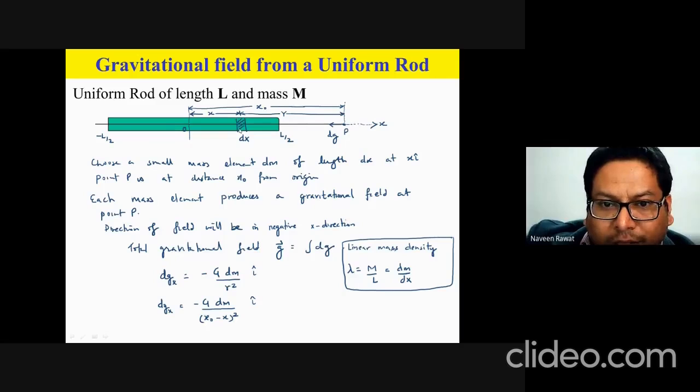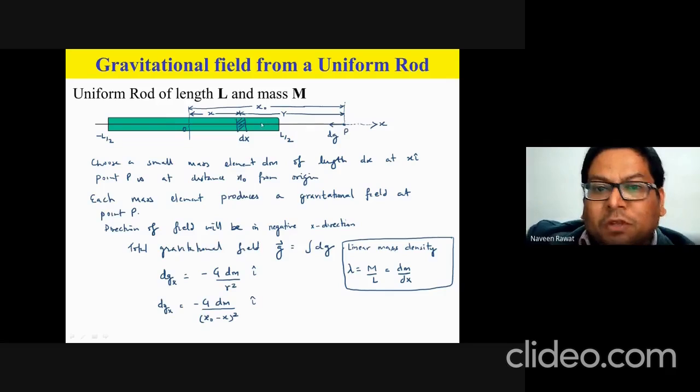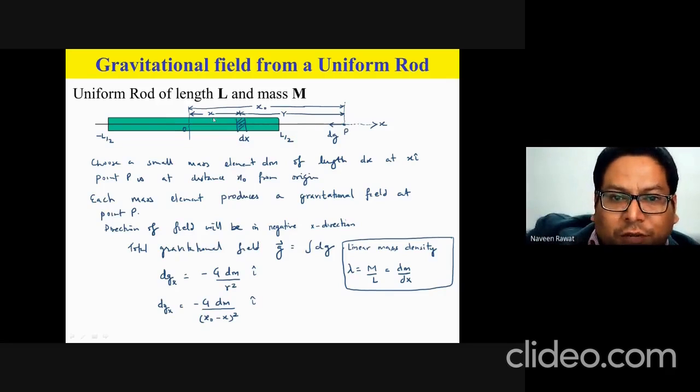This small mass element is creating some gravitational field at this point. Similarly, if I double this mass element and take twice the length, then even that element will create an additional gravitational field at this point P. So each of these mass elements is creating some field at the point P. We can just define x as the variable that is changing from the origin, so x is this value all the way to dx.